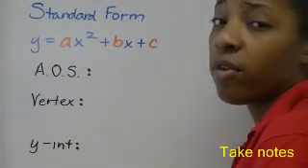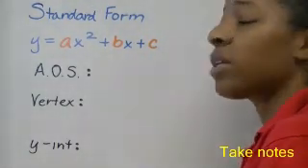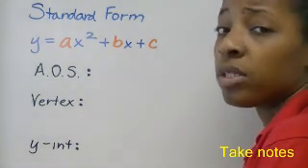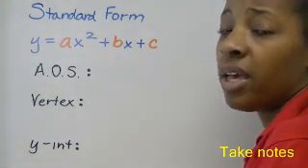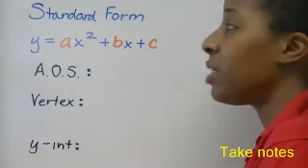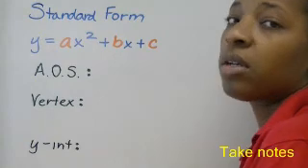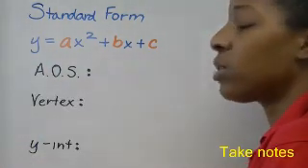Here's the standard form of a quadratic. Y equals ax squared plus bx plus c. If you noticed, I rewrote the a, the b, and the c values in different colors because we really need to know what those values are in order to find the characteristics.